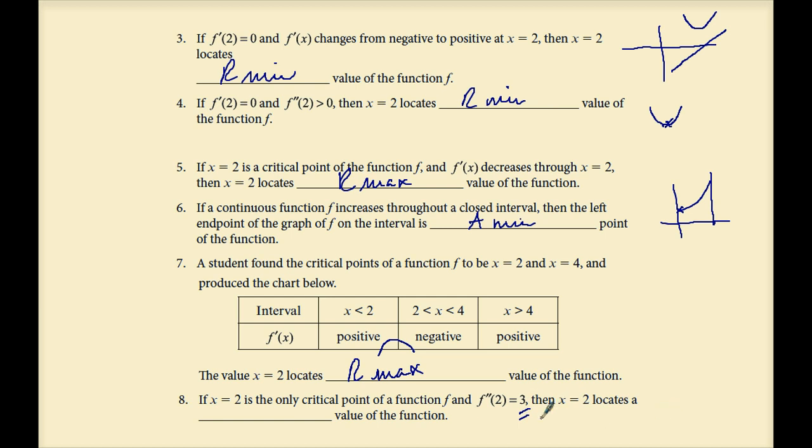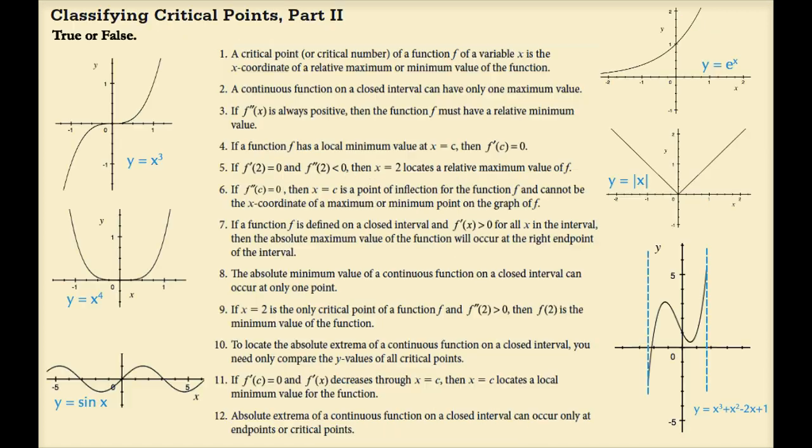Since the second derivative at 2 is positive, this indicates a concave up section of the graph. And x equals 2 is the only critical point of the function, therefore this is the absolute minimum value of the function. Classifying critical points, part 2.